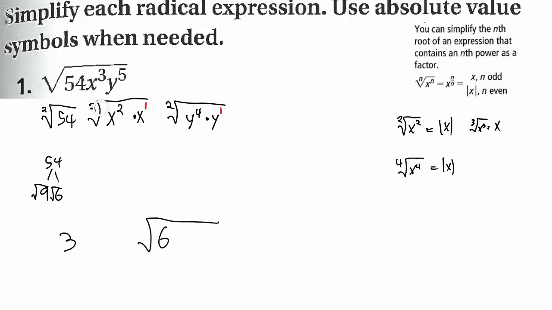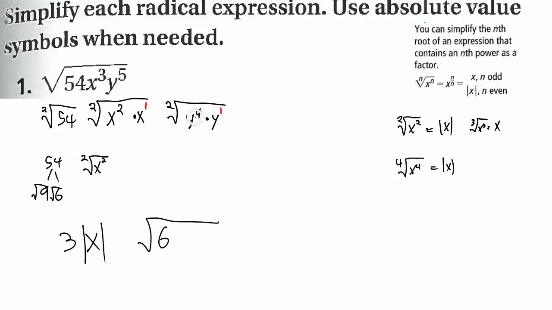So now I'm going to look at my x's. If you take 3 and divide it by 2, you get 1 remainder 1. So 1 x makes it out. Another way to see that is the square root of x squared gives you an x. But if you look at this rule right here, since it's an even root and the power and the root, the index right there, match, you've got to use absolute values.